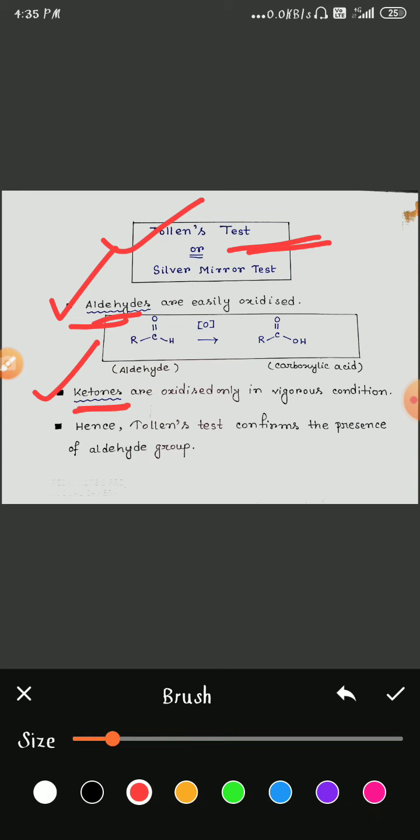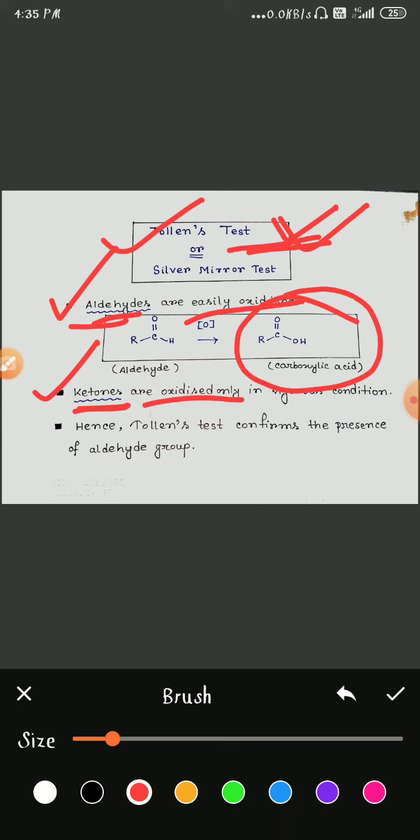Aldehyde responds to this Tollens test, but ketone does not. Why? Why does aldehyde respond but ketone doesn't? Let's see. Aldehydes are easily oxidized to carboxylic acids, but ketones are oxidized only in vigorous conditions.